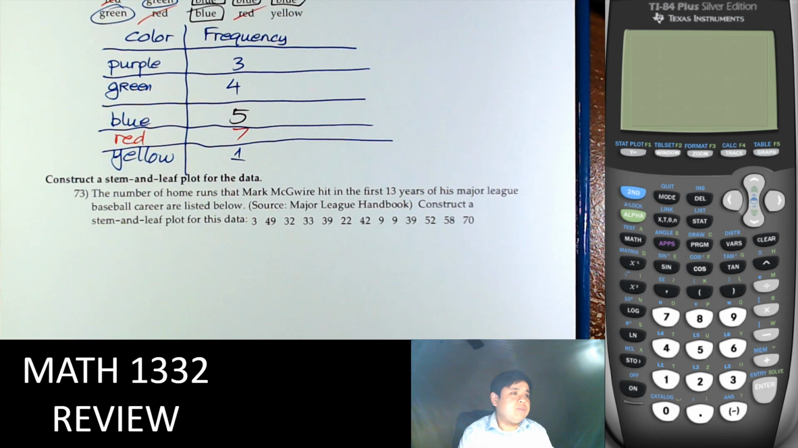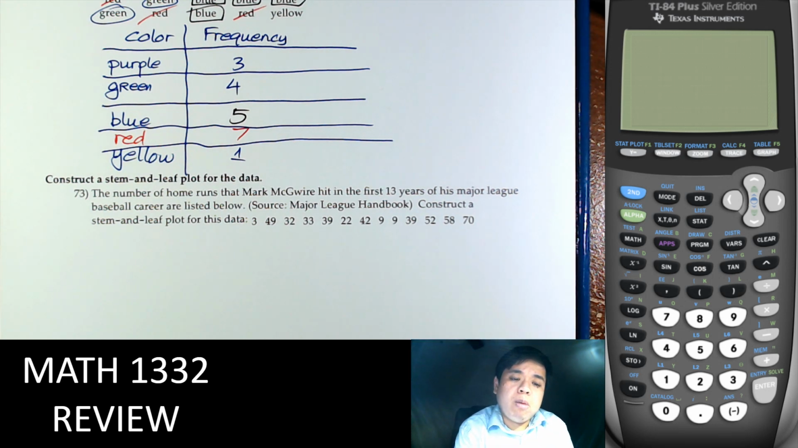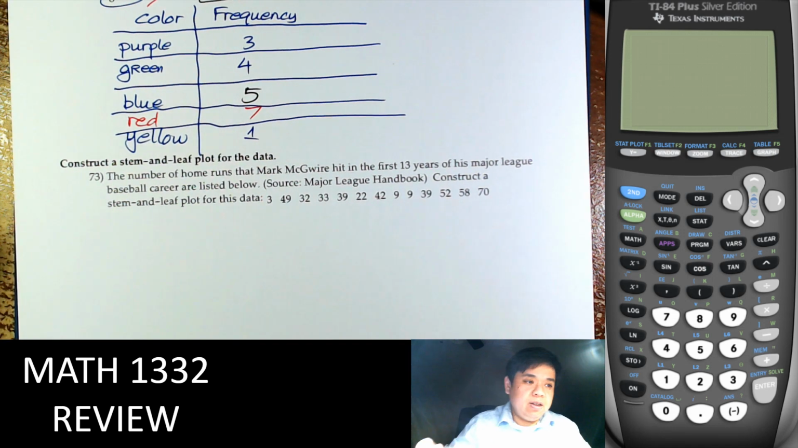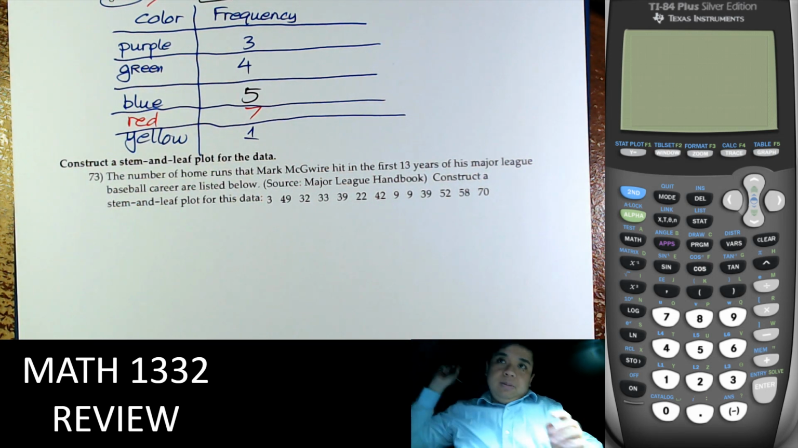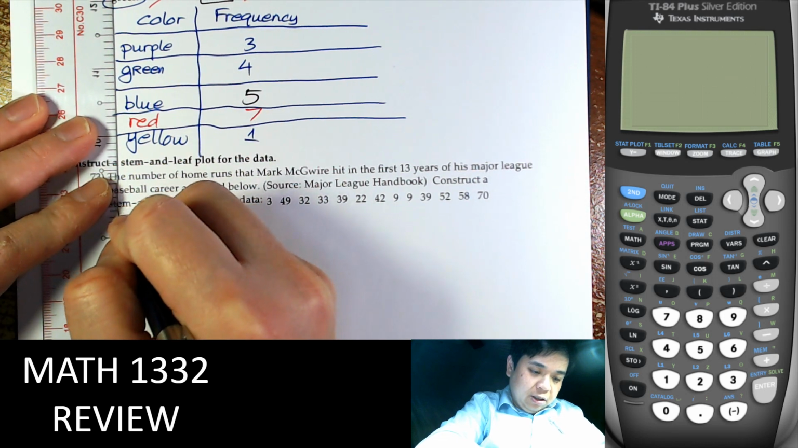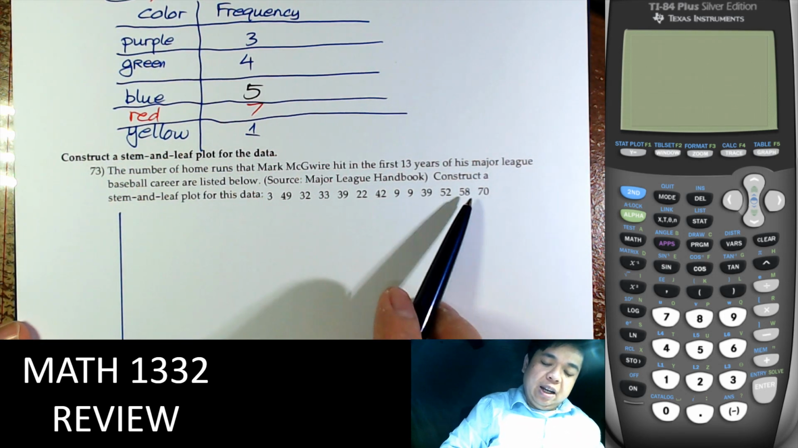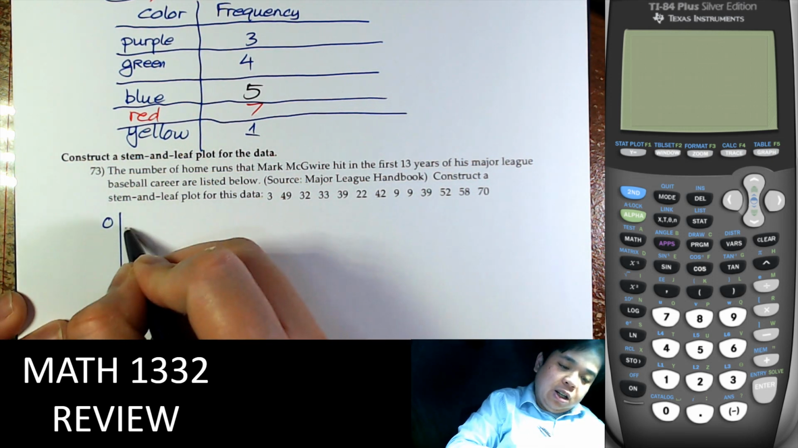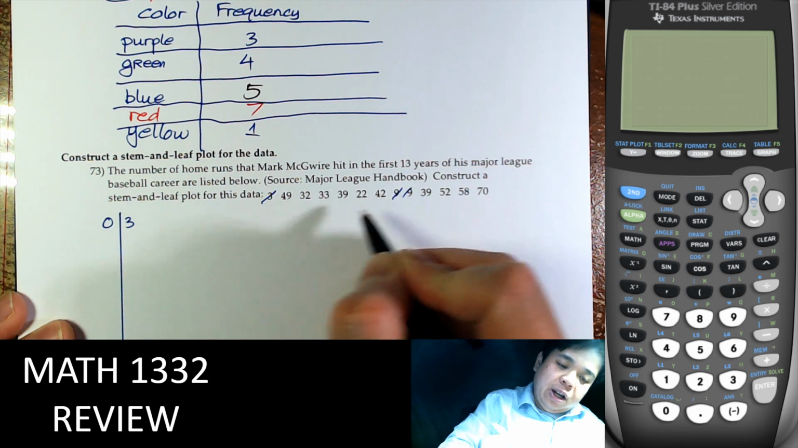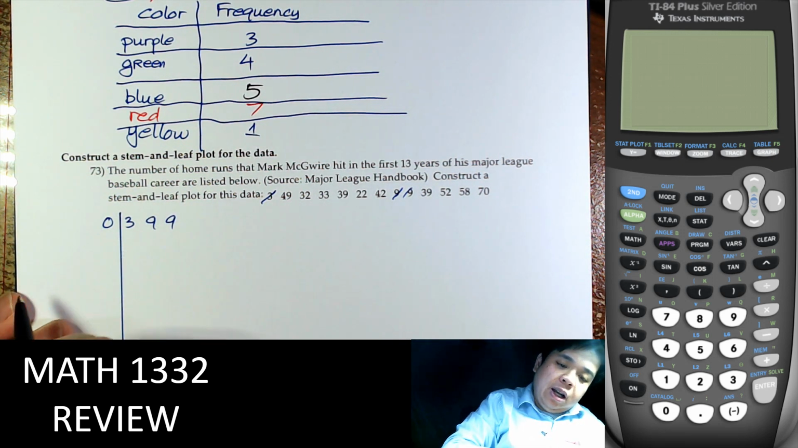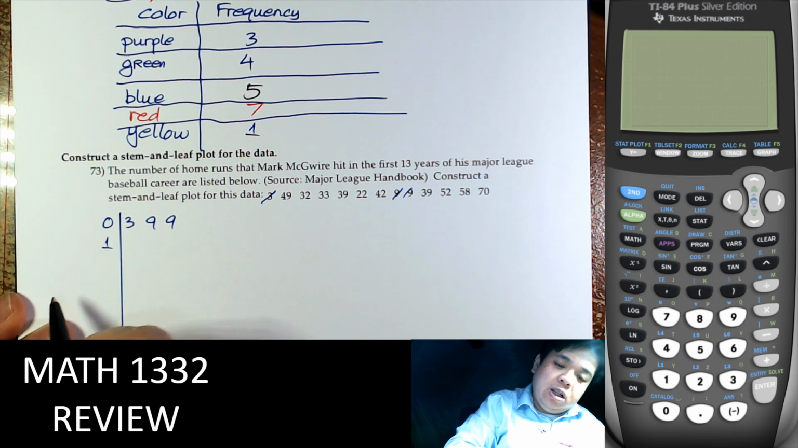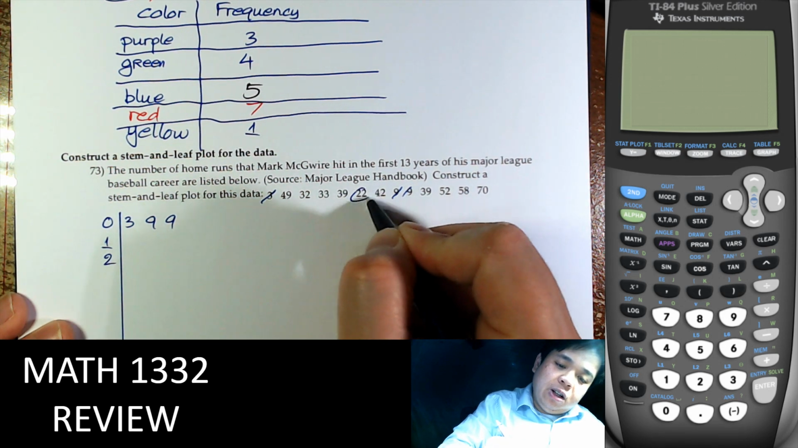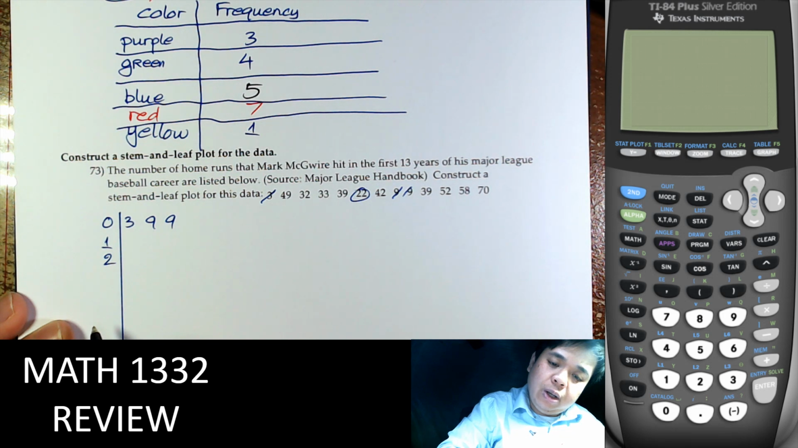Right, next. The numbers of home runs that Mark McGwire hit in his first 13 years are given. Construct a stem and leaf. So on the stem and leaf we have a line. The stem and the leaf is the last digit. So we look for single digits. There will be 3 and 9 and 9. And next, we don't have any tens. We have a 2. And that's it.